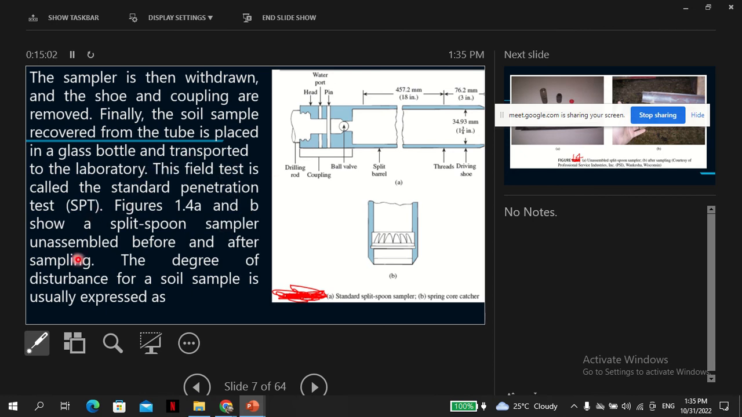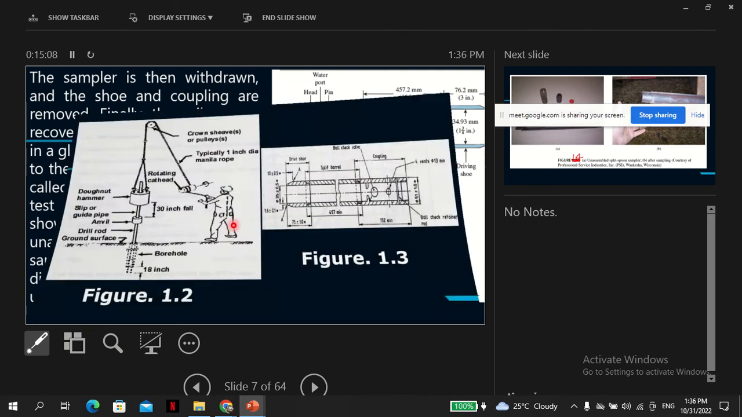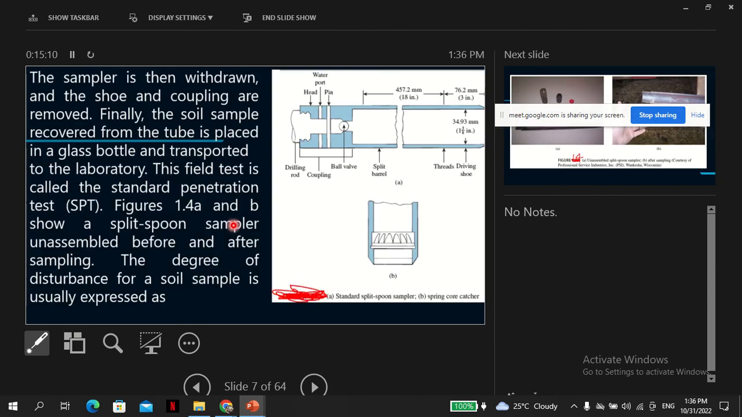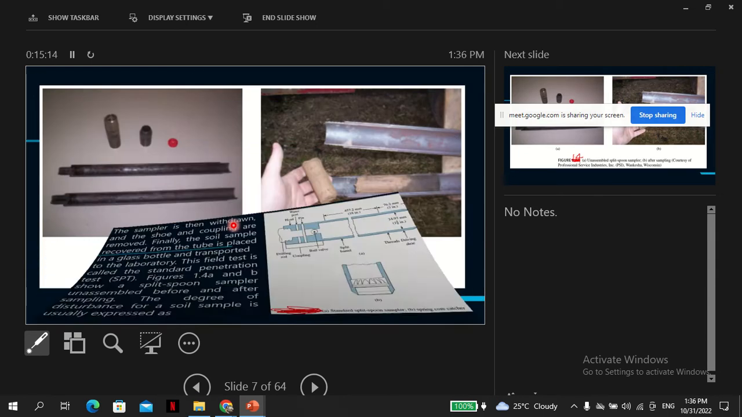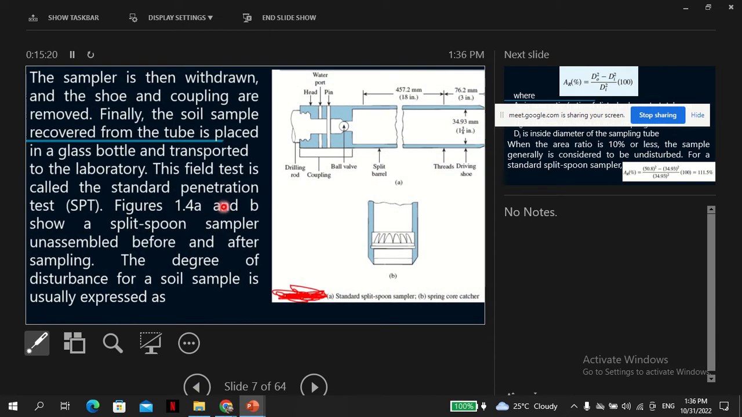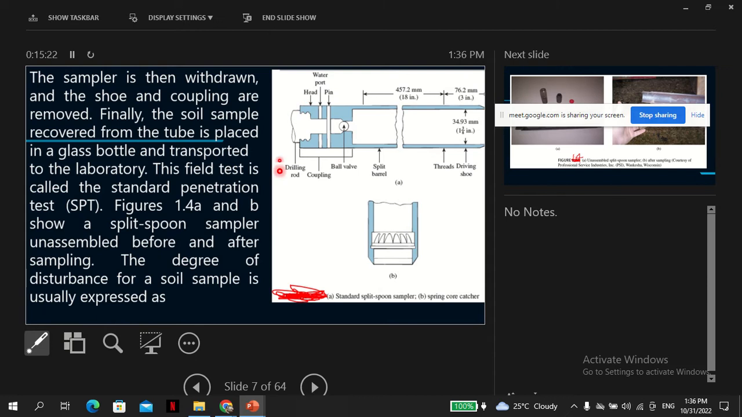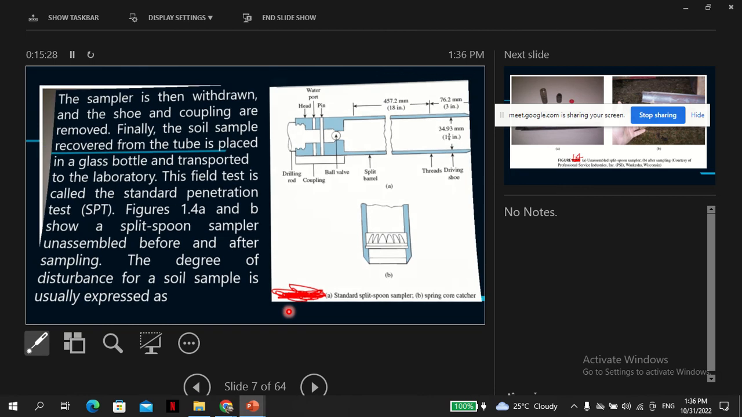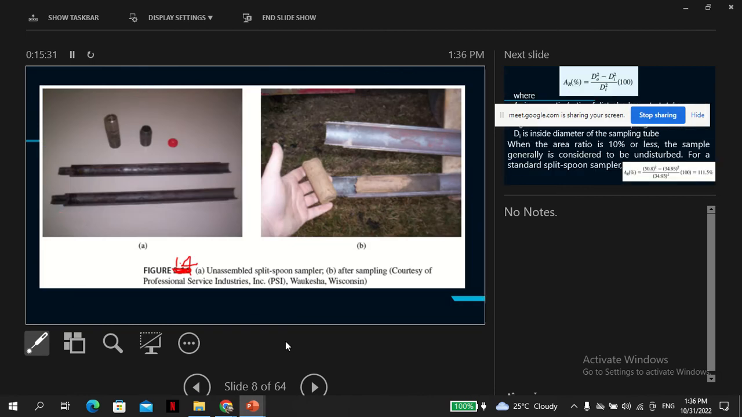The field test is the standard penetration test. The figures I've already shown here. There are other figures showing the split spoon sampler. So actually, this is the ideal picture, but this is an actual picture from the test.